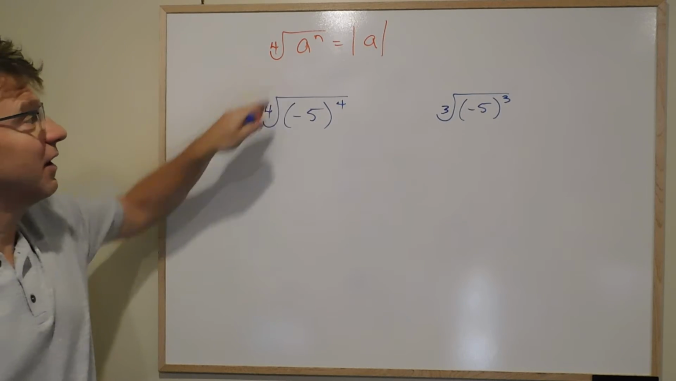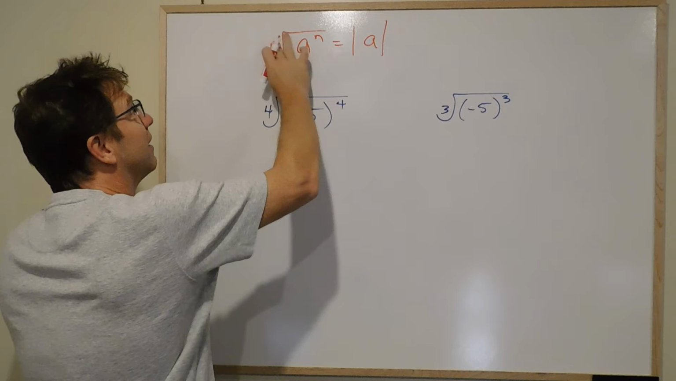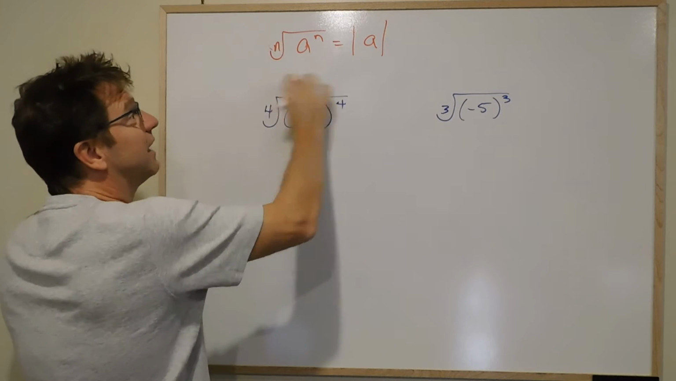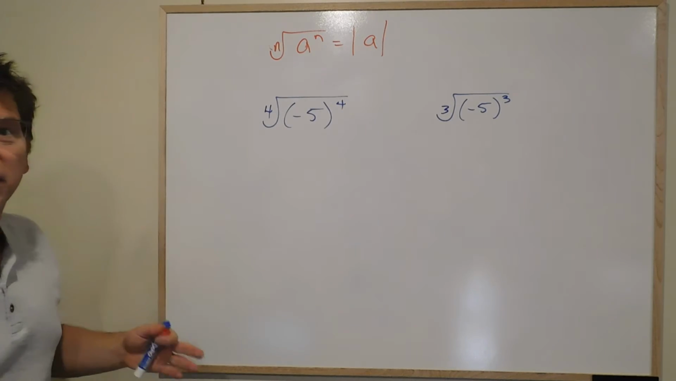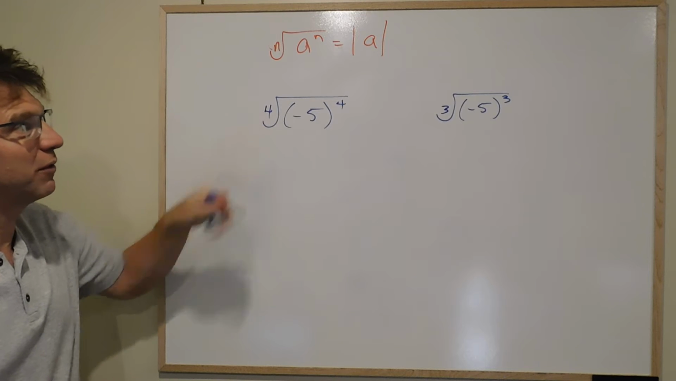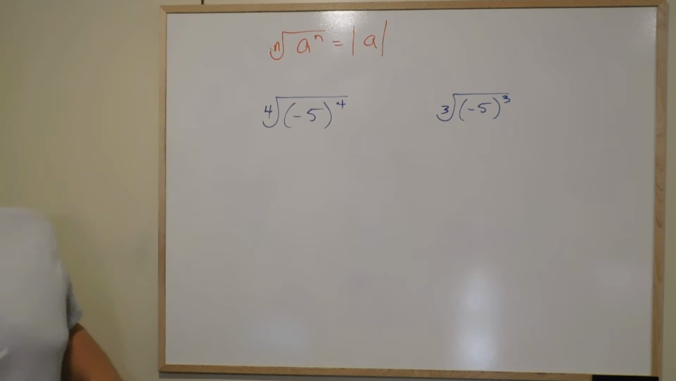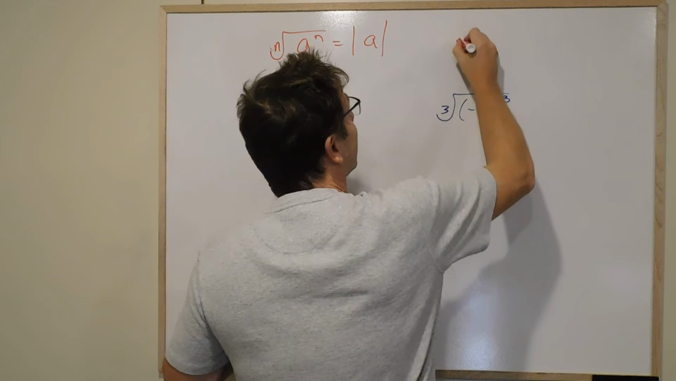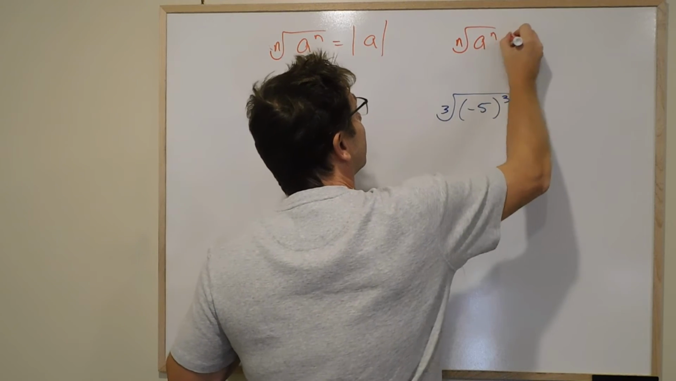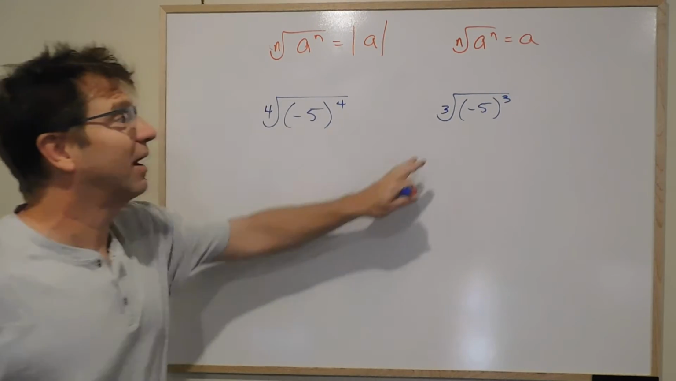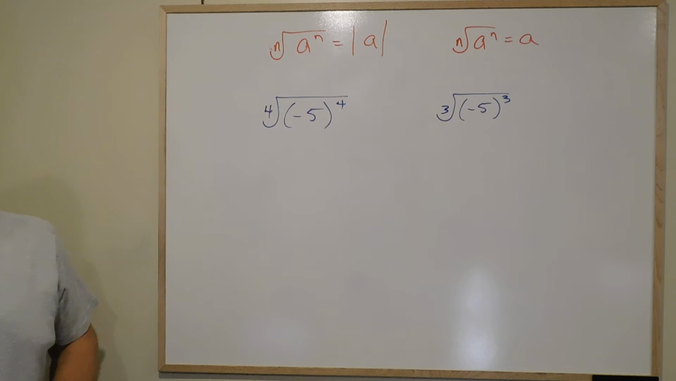If n is, whoops, that's got to be an n, sorry. It's saying if you have an even number for n, so 4 is an even number, we'll look at that, then the nth root of a to the n is the absolute value of a. It's just equal to a if we have an odd number. So let's look at a couple of examples.